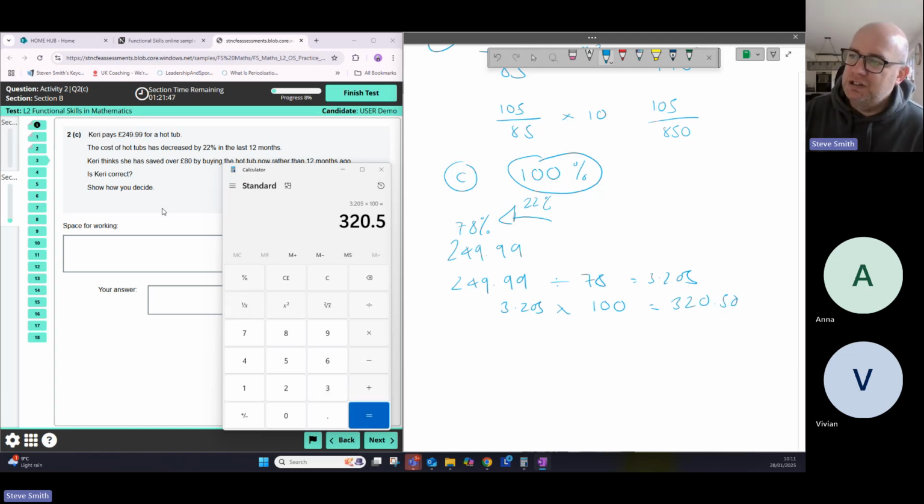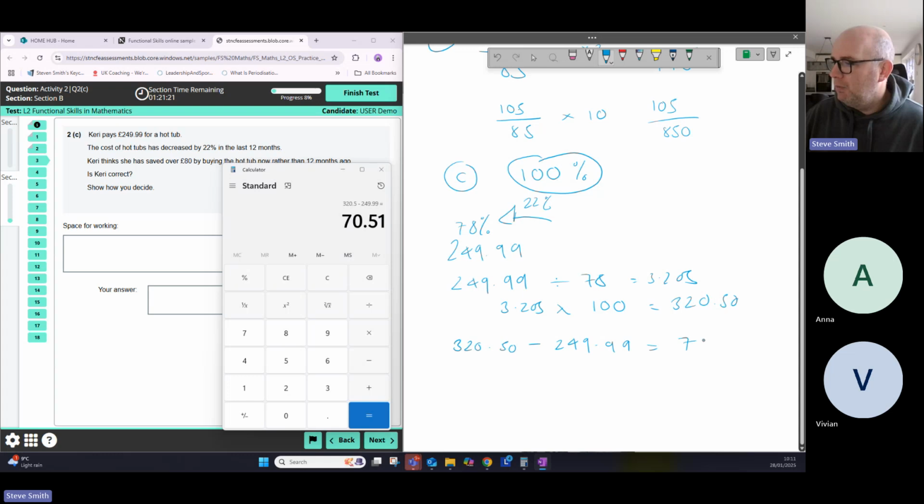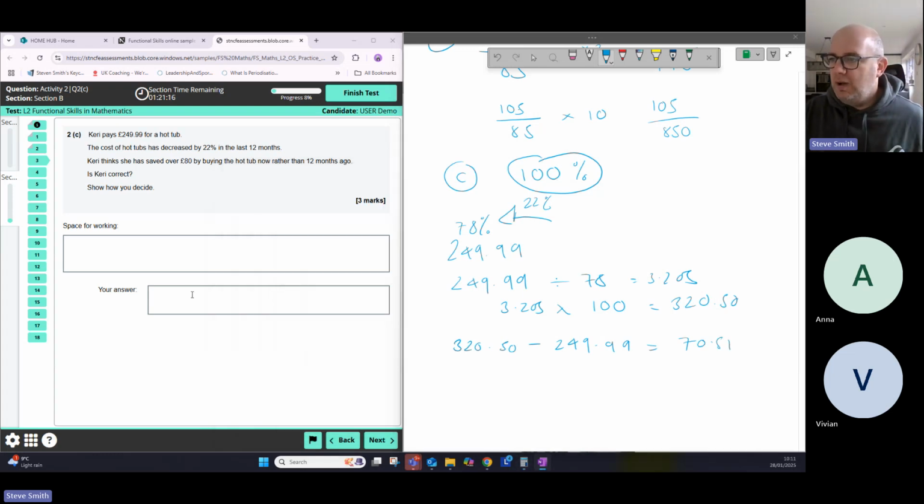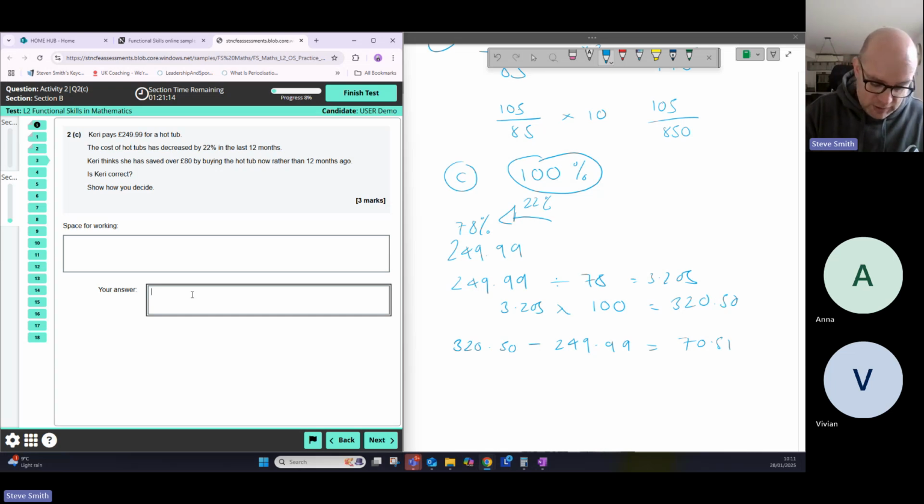The question is, she says she thinks she saved over £80. So if we now go, our price here, 320.50p, take away our original price, it's saying it should be more than 80. Take away 249.99 equals £70 and 51p. So in this instance, Kerry is incorrect. So our bottom mark is she is incorrect.